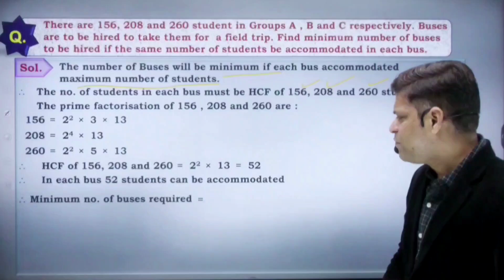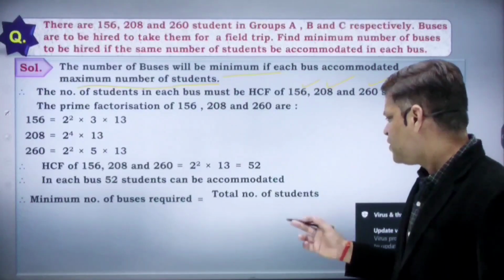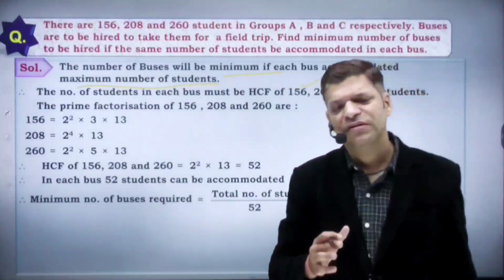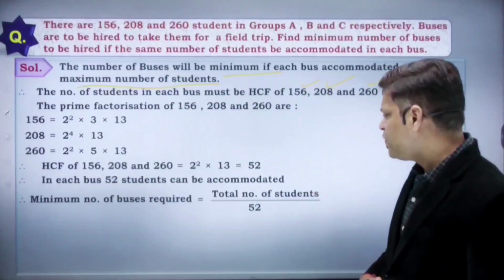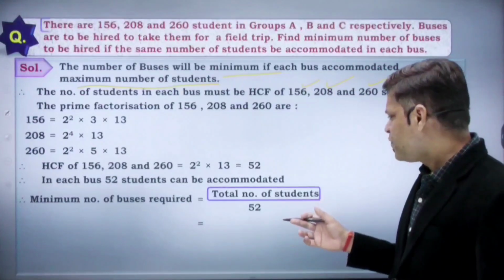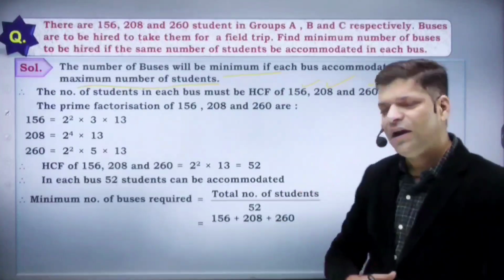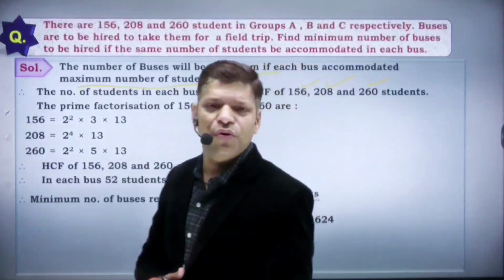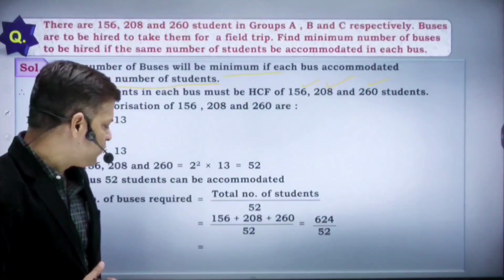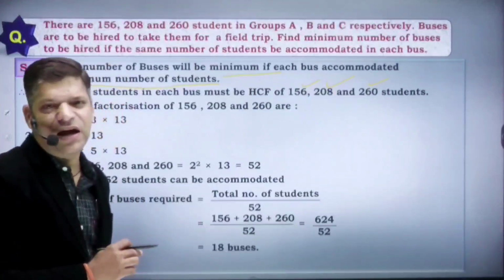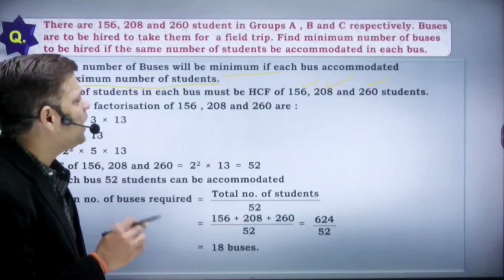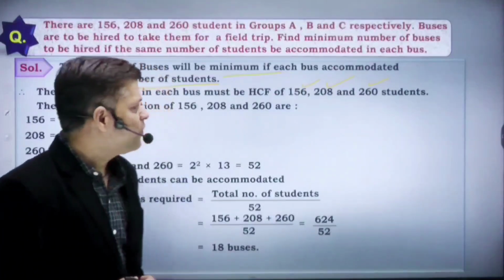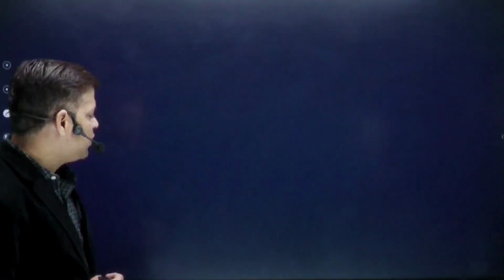So the minimum number of buses required is the total number of students over 52. The total number of students is 156 plus 208 plus 260, over 52, and this will be equal to 624 over 52, which is 18. So 18 buses are required to make the journey of the trip. Okay, right. So this we have done.